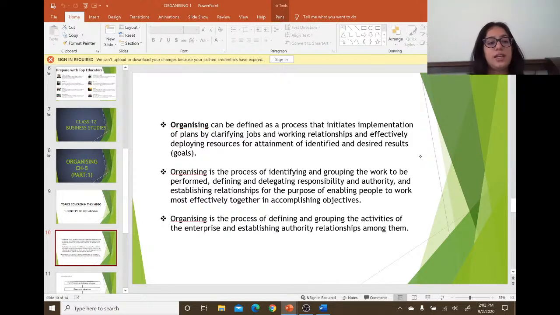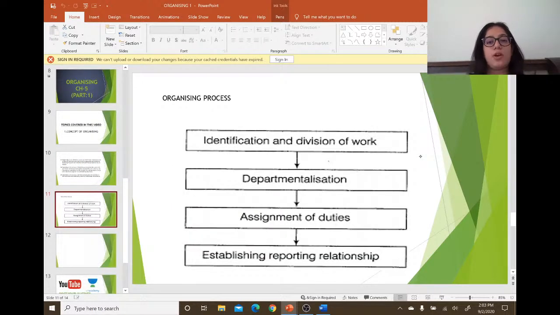Beneath, if you're still there in the class, please respond. So when it comes to remembering points, for example, the organizing process has 4 points. For example, it includes identification of work, division of work, departmentalization, assignment of duties and establishing a reporting relationship. So you will have to associate every point with.